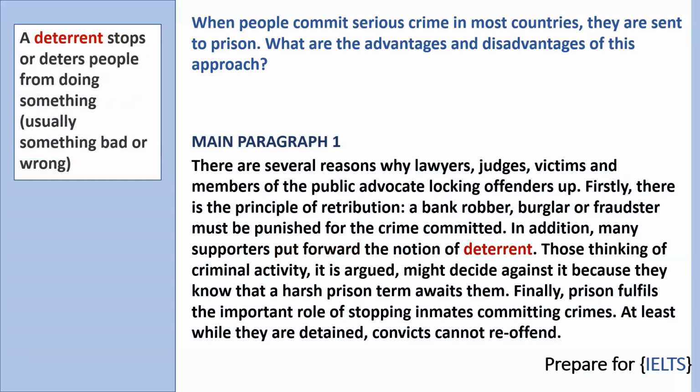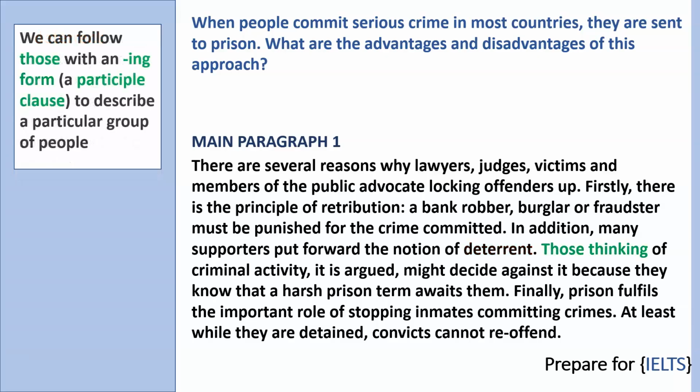And a deterrent stops or deters. The verb to deter is connected with deterrent. It stops or deters people from doing something, usually something bad or wrong. Some people talk about a nuclear deterrent. If your country has nuclear weapons, nobody will attack or invade. You have a deterrent. We can follow those with an ing form.